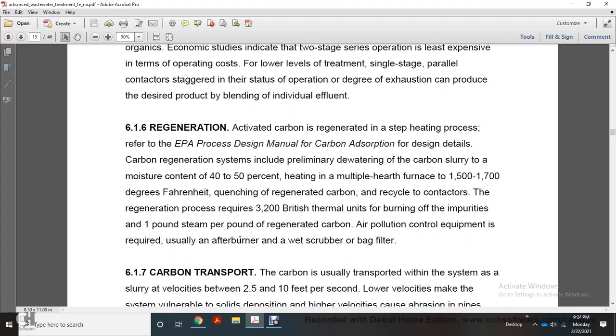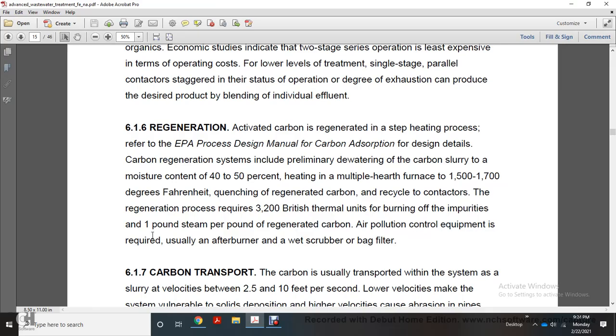Regeneration. Activated carbon is regenerated by a step heating process, referred to in the EPA process design manual for carbon adsorption in detail. The design detail of the carbon regeneration system includes primary dewatering of the carbon slurry to a moisture content of 40 to 50%, heating in a multiple-hearth furnace at 1500 to 1700 degrees Fahrenheit, quenching of the regenerated carbon, and recycling to contactors. The regeneration process requires 3200 British thermal units for burning off of the impurities, and 1 pound of steam per pound of regenerated carbon.